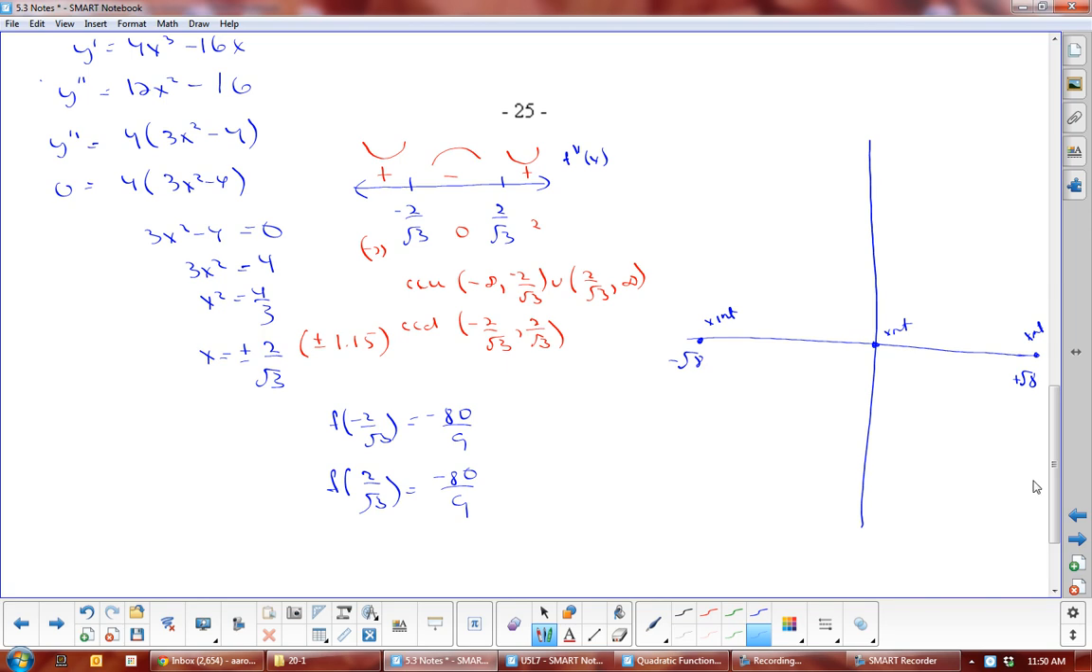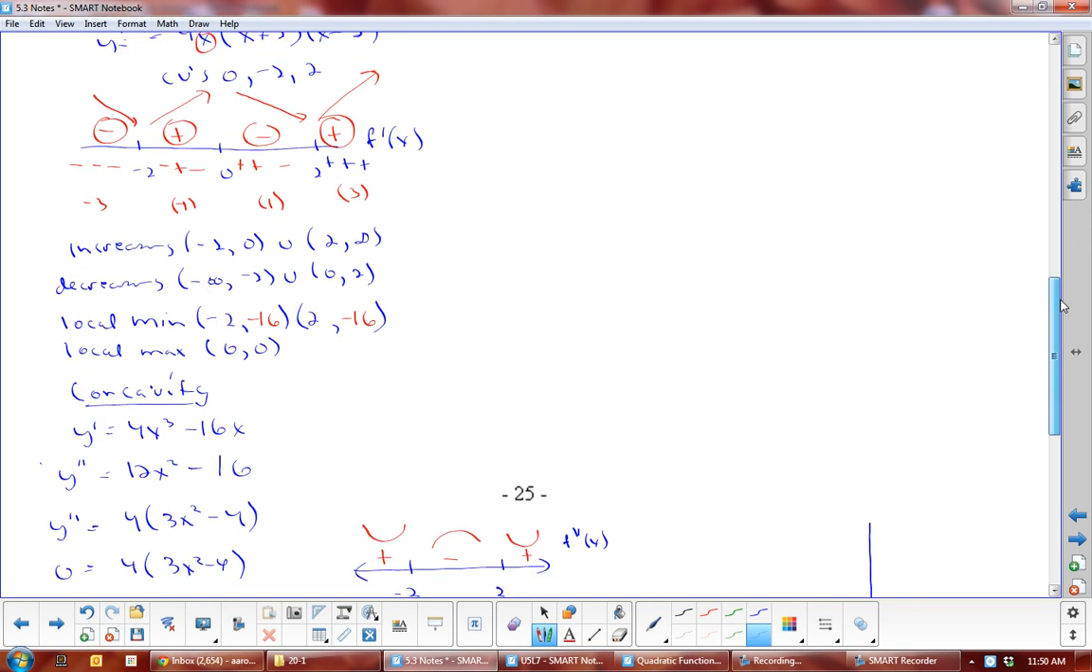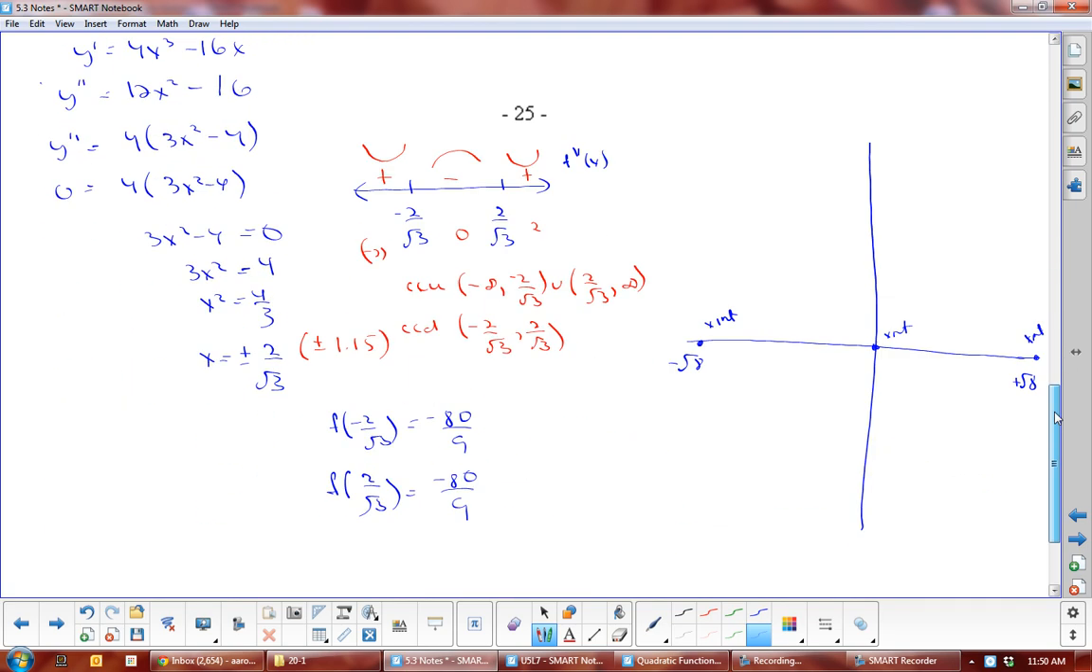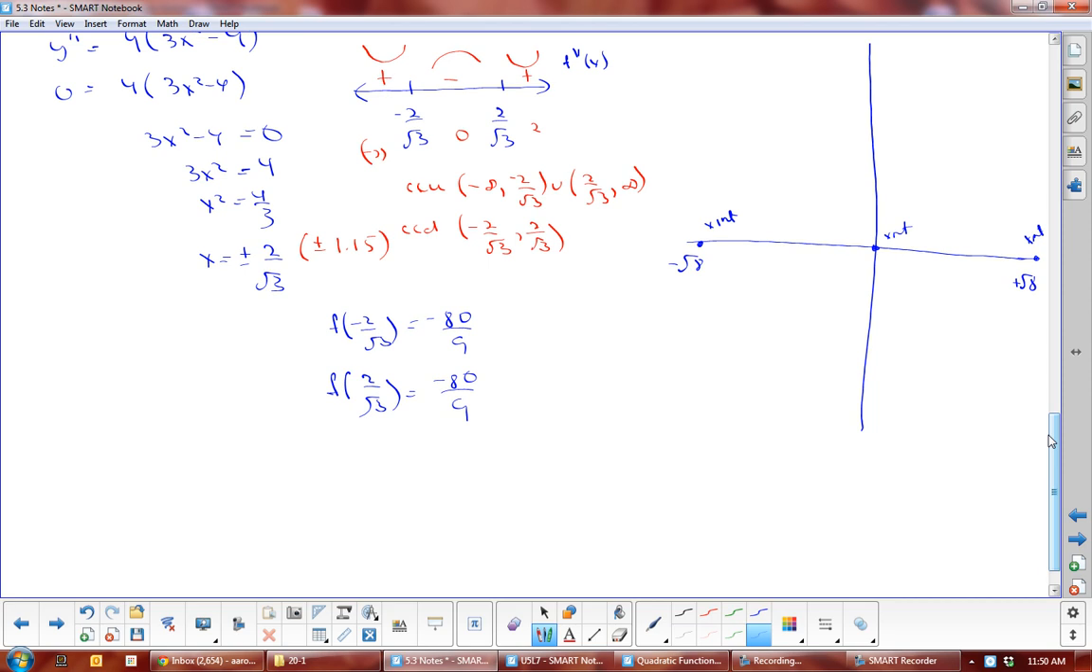Okay, I got some minimum values at negative 2, negative 16 and 2, negative 16. So here's negative 2, and down here would be like negative 16. So I've got a min there. And at 2, negative 16, I have a min. I guess we can write local min.